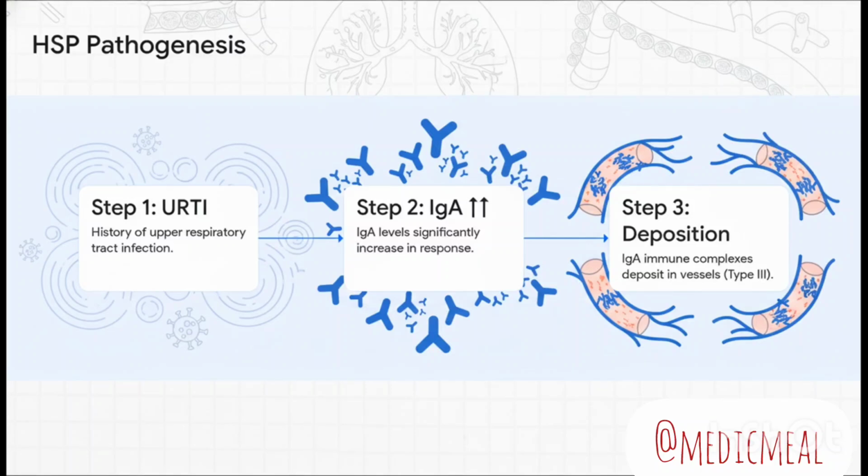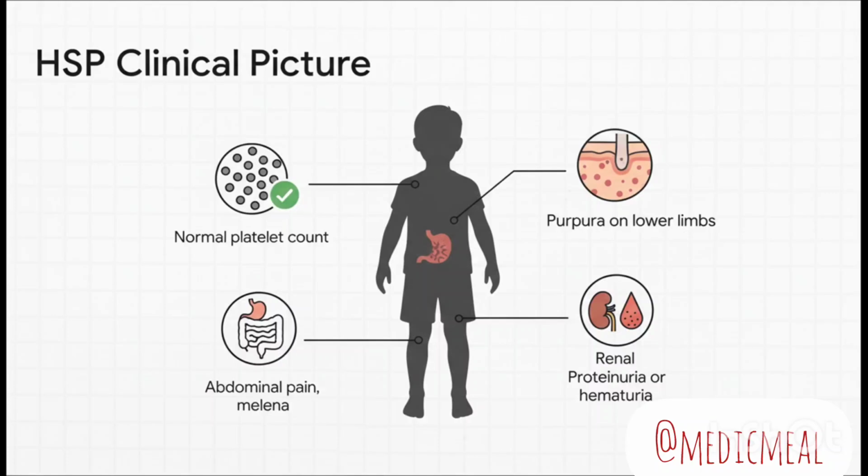In response to that infection, the body just goes nuts, producing immunoglobulin A, or IgA. These IgA antibodies then clump together, form these immune complexes that float around in the blood, and then they get stuck in the walls of small vessels. That deposition triggers a type 3 hypersensitivity reaction, and boom, you get inflammation. And that process leads to a very classic clinical picture.